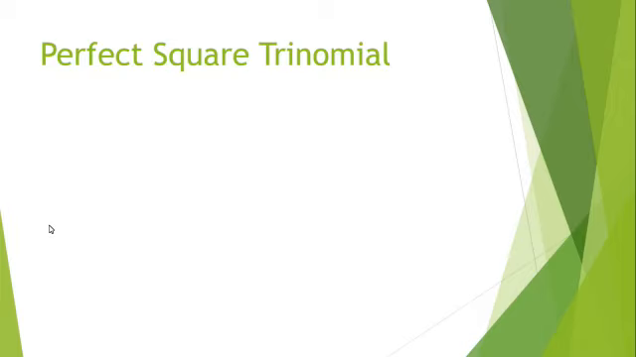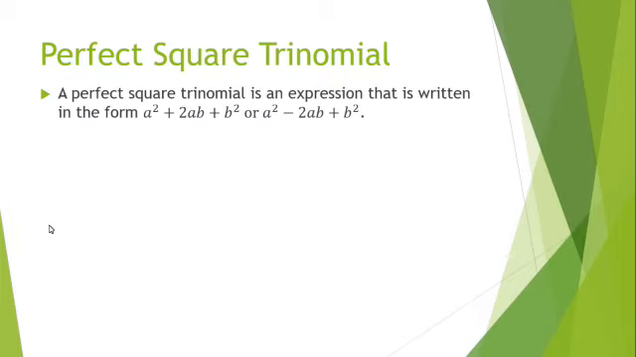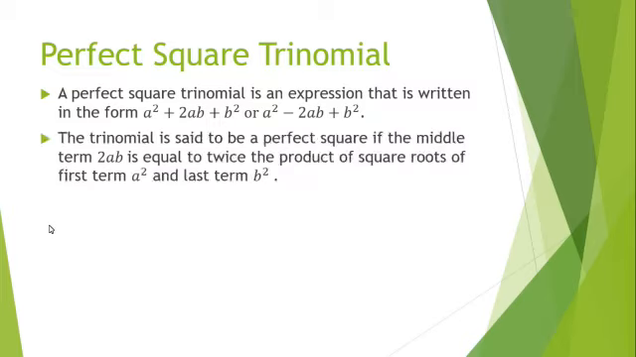Done? Okay, let us discuss the lesson. We're now discussing perfect square trinomial. What is the definition? A perfect square trinomial is an expression that is written in the form a squared plus 2ab plus b squared or a squared minus 2ab plus b squared. The trinomial is said to be a perfect square if the middle term 2ab is equal to twice the product of square roots of first term a squared and last term b squared.